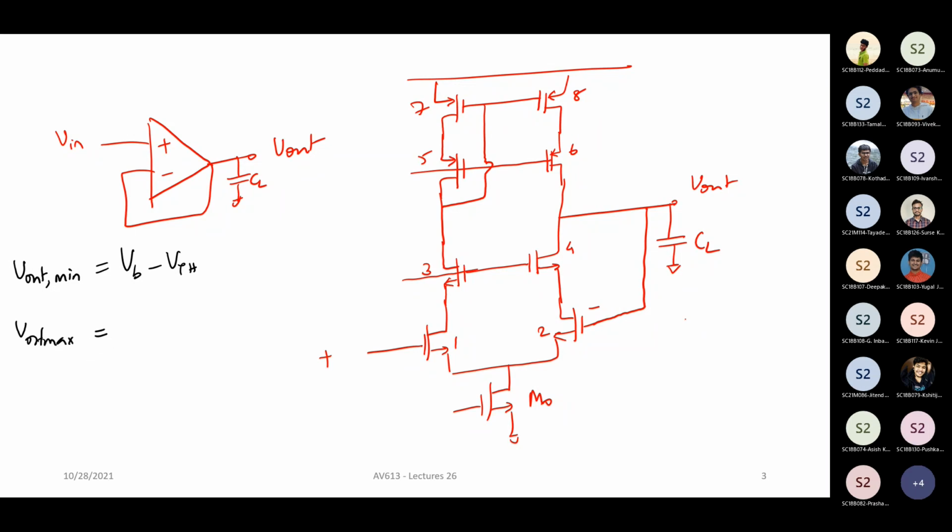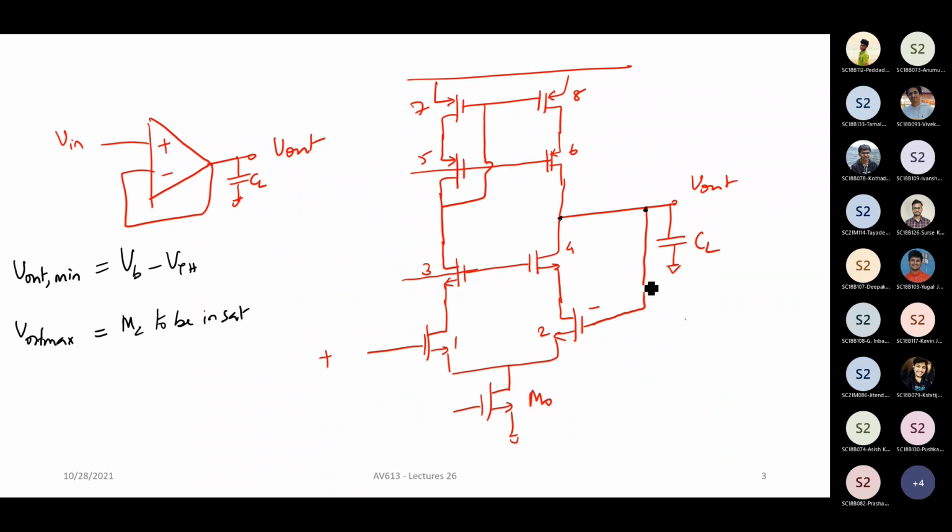Basically, in this case, M2 has to be in saturation. Because now whatever is the V out is connected to the input, right? So in this case, we have to see what is the requirement for M2 to be in saturation. For example, how do you find out V out min? Basically, you say, what is the minimum V out that is required? That becomes your V out min, like how we saw yesterday.